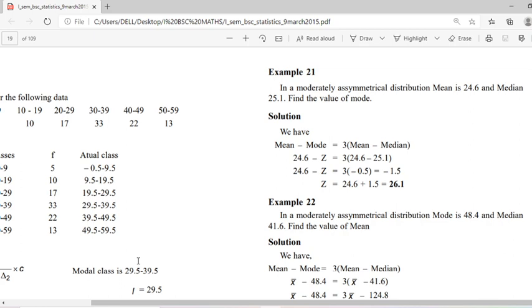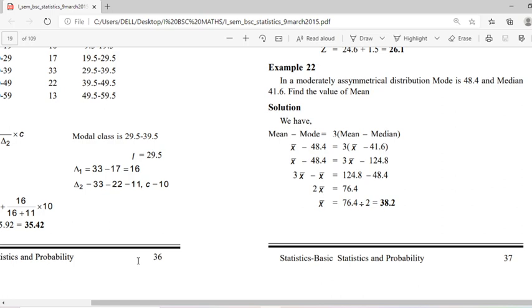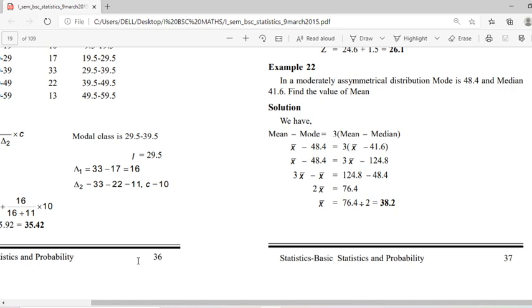Another problem is in a moderately asymmetrical distribution, mode equal to 48.4, median equal to 41.6. Find the mean. Again, we can apply the same formula, mean minus mode equal to 3 into mean minus median. Instead of mean, they have written x bar. So x bar minus 48.64 equal to 3 into x bar minus 41.6. By some algebraic operation and mathematical calculation, we can see that x bar is equal to 38.2. So we obtain the value of mean using the value of median and mode.